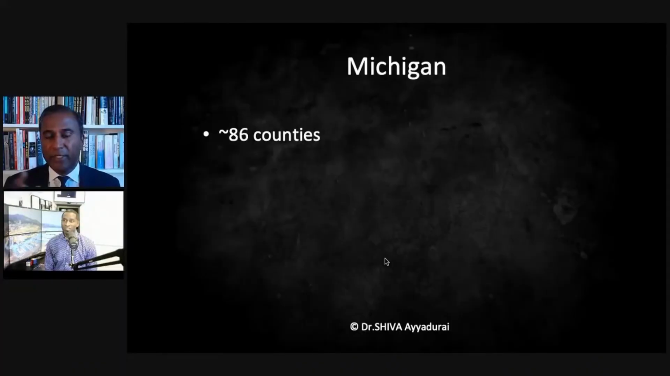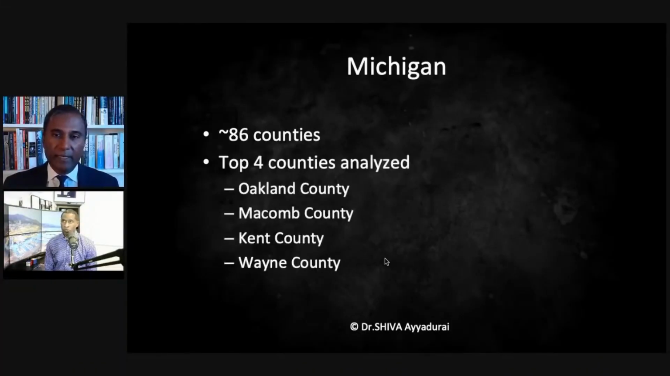Shiva Ayyadurai, and we have a very, very important discussion today on a set of mathematical analysis that we've done that reveals some unfortunate truths about our U.S. voting systems. And specifically, we're going to be reviewing the Michigan voting results in 4 counties. In Michigan, there's around 86 counties, and what was analyzed here was a top 4 counties were analyzed: Oakland County, Macomb County, Kent County, and Wayne County.